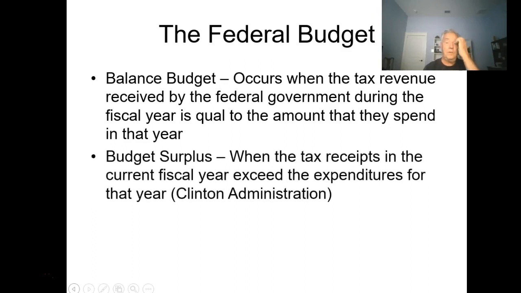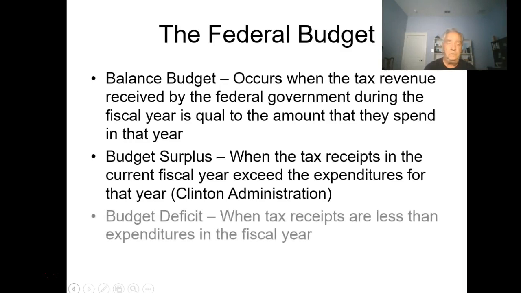Budget surplus. This happens when the tax receipts exceed the current expenditures. The last time we saw anything like this was during the Clinton administration. For several years, we had a balanced budget where the tax receipts exceeded the actual expenditures for the year. That's the last time. And a budget deficit is when the tax receipts are less than the expenditures in a fiscal year. We don't want deficits, but that's what we've been living with.